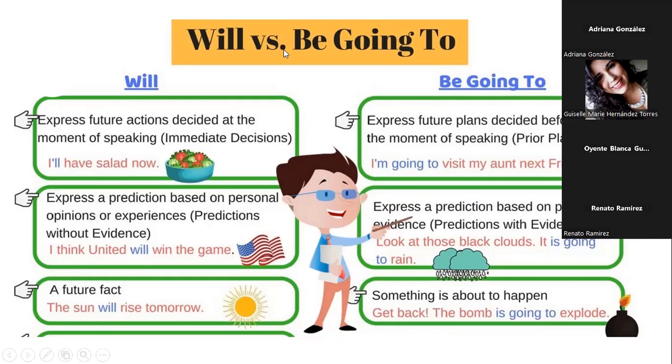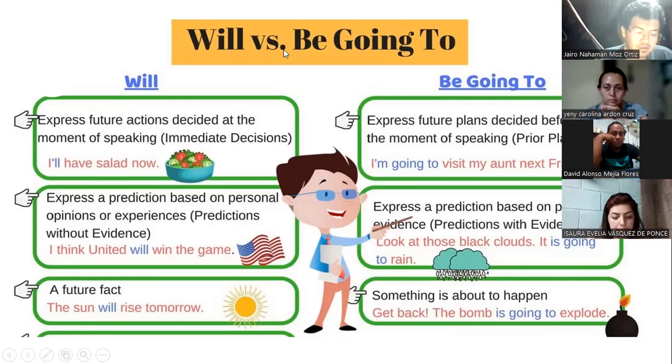Let's see. Be going to. Haido, can you please read? We don't hear you, you need to activate. Can you read, please? Be going to. Express future plans decided before the moment of speaking. Prior plans. I'm going to visit my aunt next Friday.